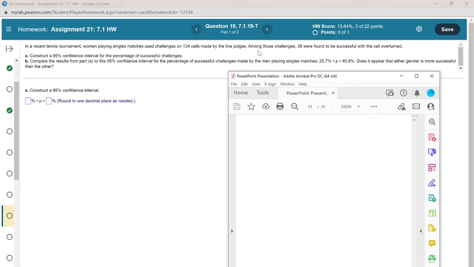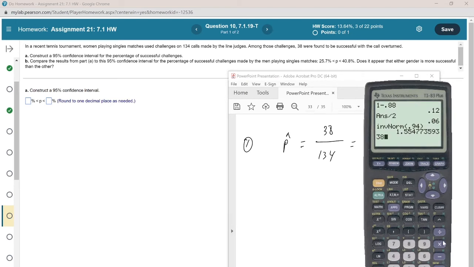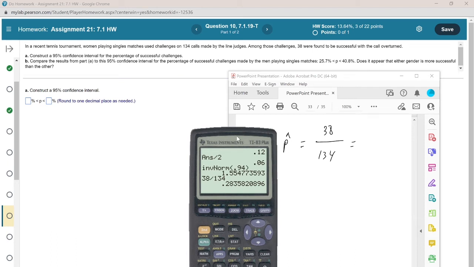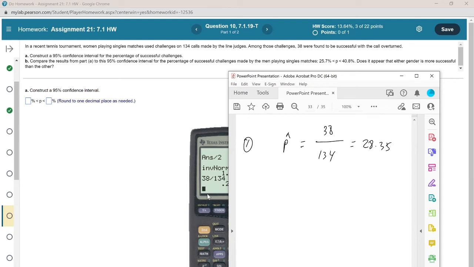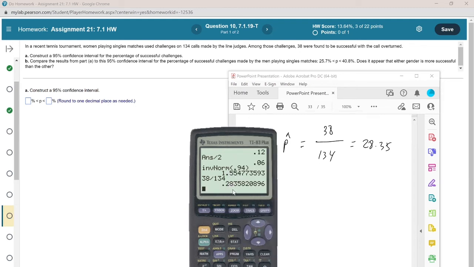So for this, the point estimation p hat is equal to, out of 134 calls, 38 of them were successful. So this is the estimation. If you just divide 38 by 134, that's 0.28. That's the estimation. This is 28.35%, and if you round it to two decimal places, it's 28.36%.